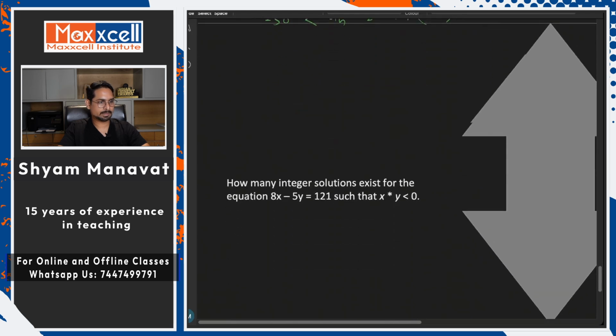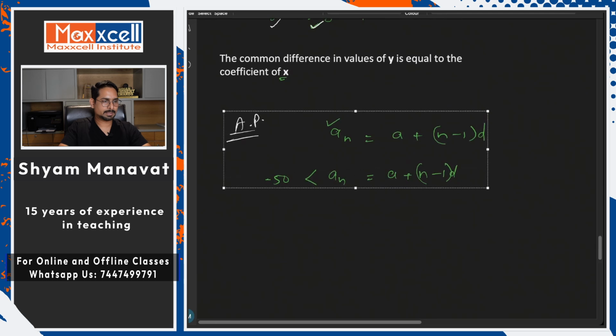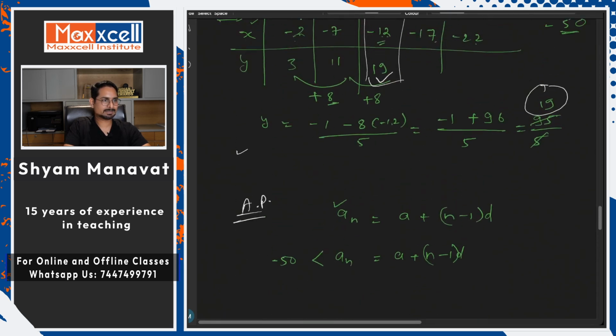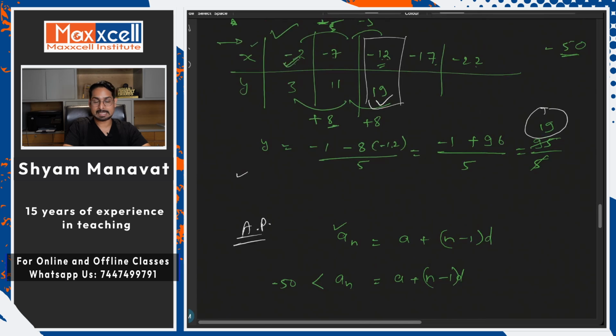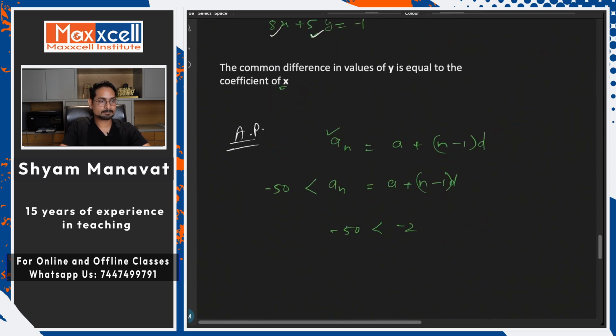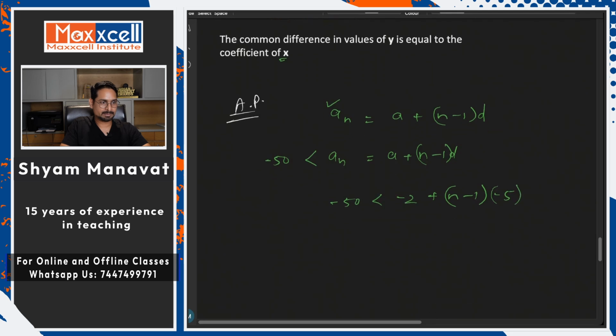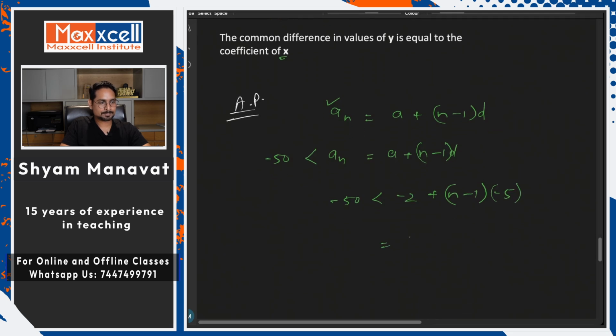Add some space here, plenty of space. Now let's try this out. So I have -50, which is less, and here the first term is -2. The first term of the series starts with -2, and the common difference is -5. So n minus 1 and the common difference is -5. Now if you simplify this part, what do you get here?